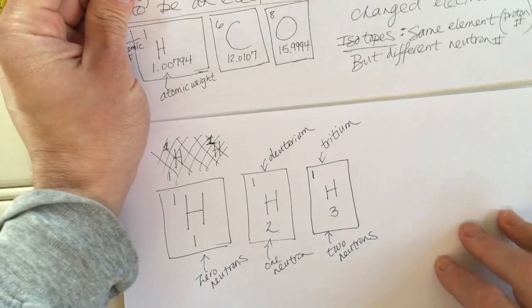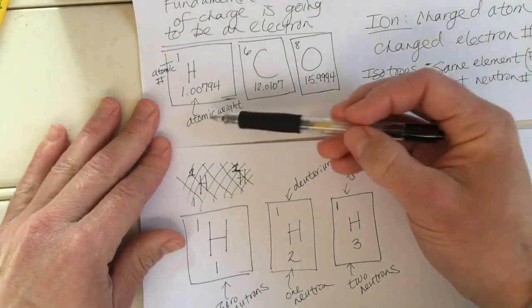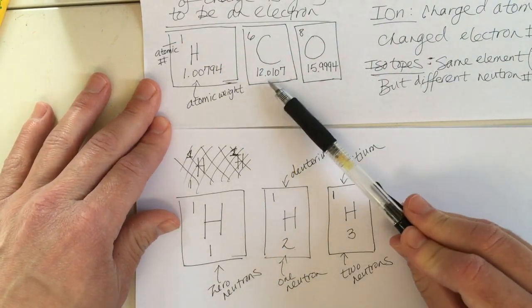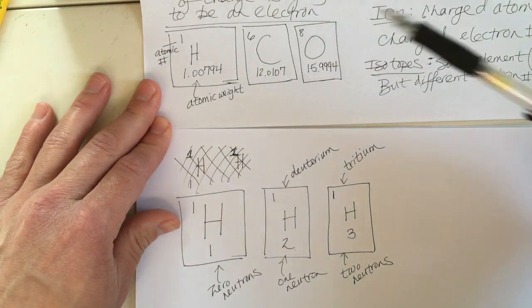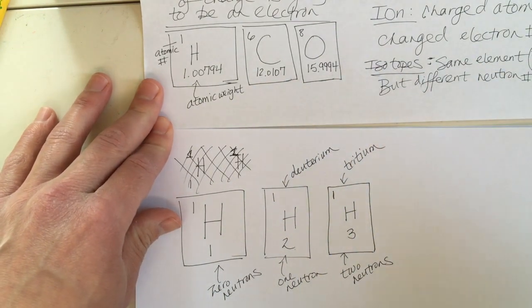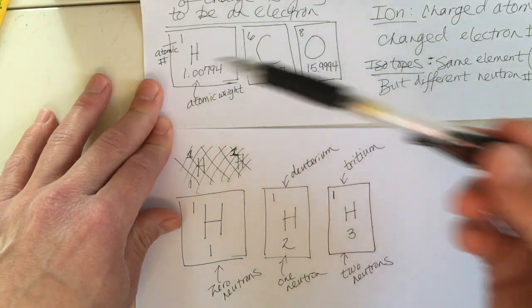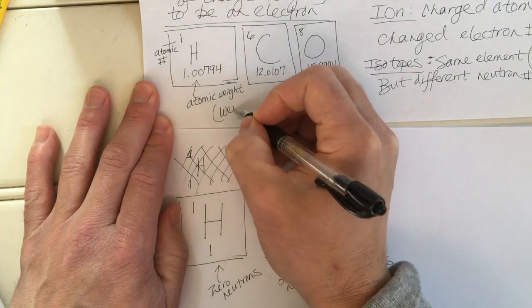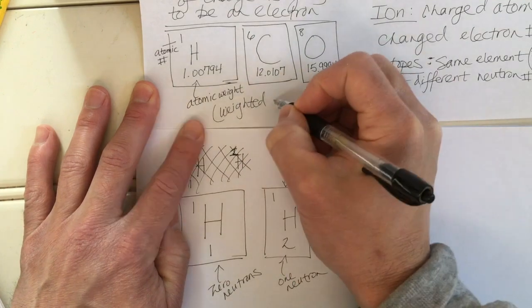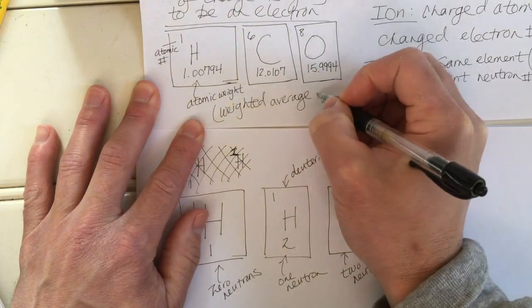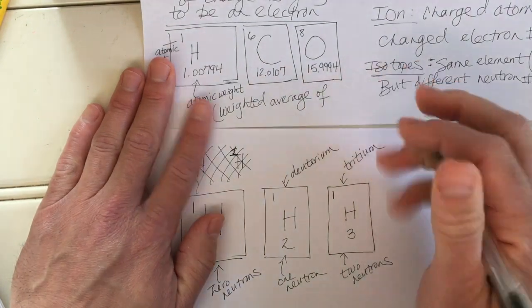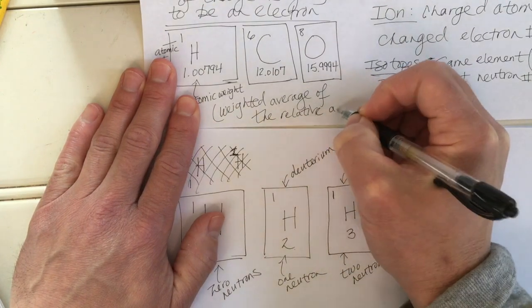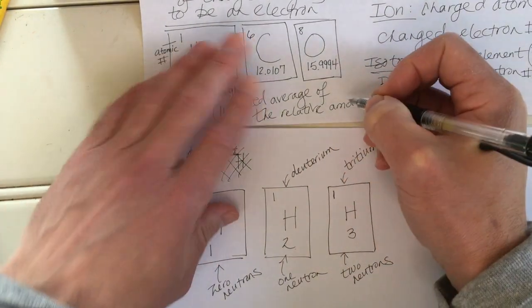Now, the reason I bring this up is because, if you go back to the element hydrogen, you see 1.00794, not 1. You see here for carbon, 12.0107, not 12. You see for oxygen, 15.9994. Why not just 16? Why not 12? Why not 1? Why does it got to be complicated? This is because the atomic weight is a weighted average of what? Of the relative amount on Earth.